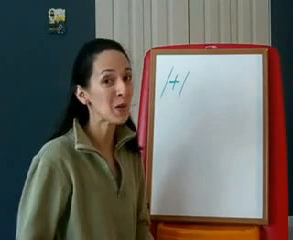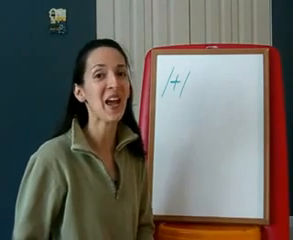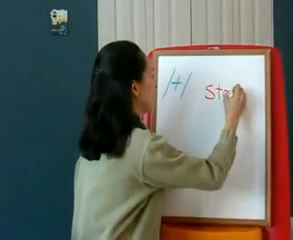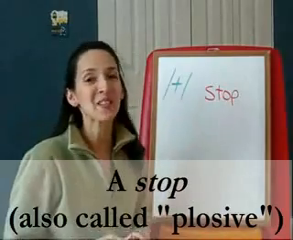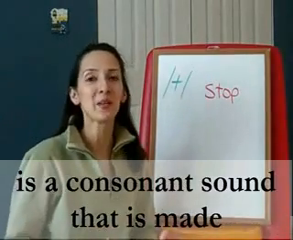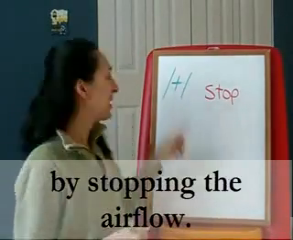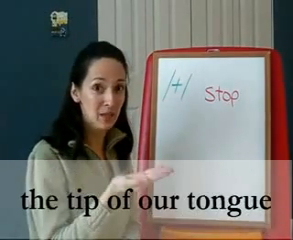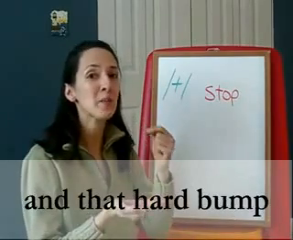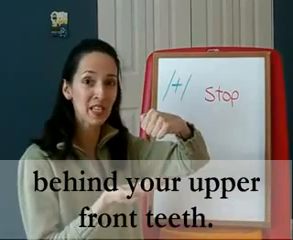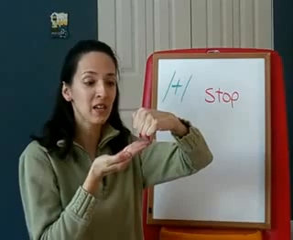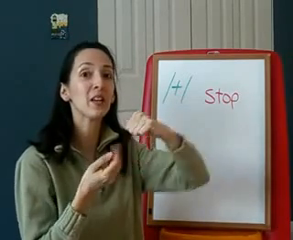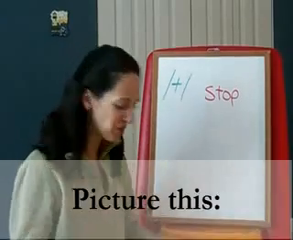The T sound is what is known in English pronunciation as a stop. A stop is a consonant sound that is made by stopping the airflow. In the case of T, the airflow is stopped by the tip of our tongue and that hard bump behind your upper front teeth. The tip of your tongue touches that hard bump and stops the airflow, and then releases it. Picture this.